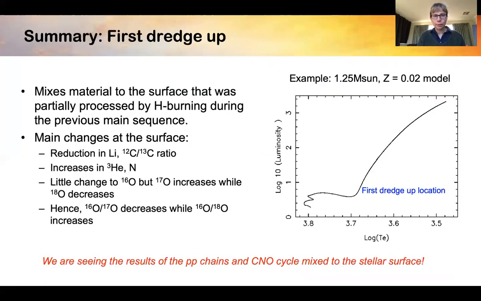Just a summary from first dredge-up. This is the first thing that changes the composition of a low and intermediate mass star's life. The rough summary is that we see reductions in lithium. Lithium goes down, C12, C13 goes down. We see increases in helium-3 and nitrogen. Oxygen isotopes, there's not much change usually. Maybe we see increases in oxygen 18, maybe increases in oxygen 17, oxygen 16 we don't predict to change greatly from first dredge up. However, the main summary is we're seeing the results of PP chains and CNO cycle mixed to the stellar surface.